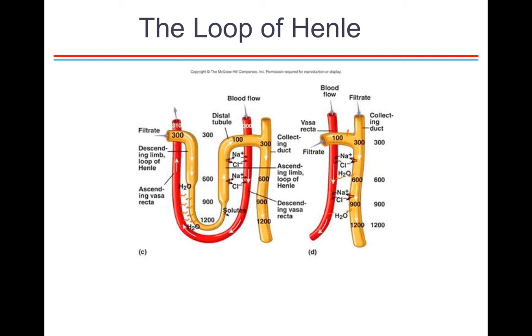If we look at this osmolality changing, we go from 300 increasing as the water leaves. We see the osmolality increases, peaking at the bottom of the loop. And then as the sodium and chloride are leaving, we see that the osmolality decreases as we go up to the distal tubule, distal convoluted tubule.